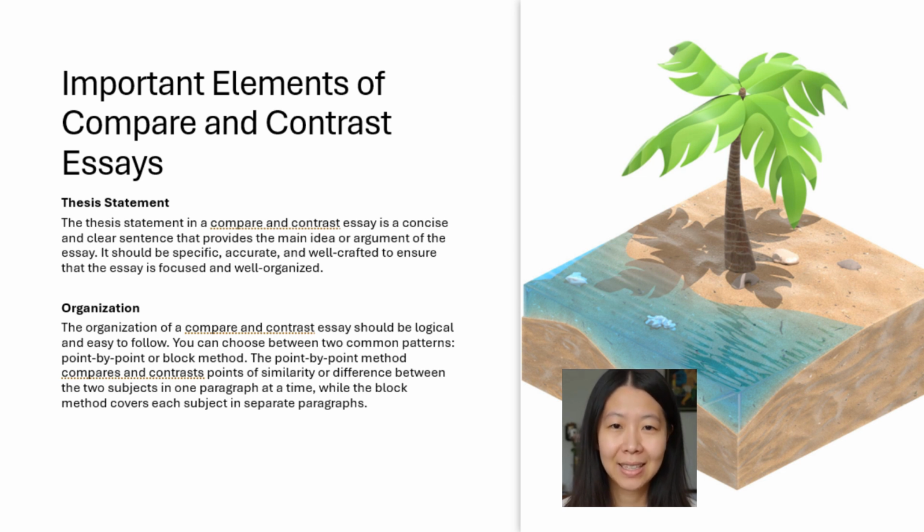Compare and contrast essays typically follow one of two common patterns. Point by point: this method compares and contrasts specific points of similarity or difference within one paragraph at a time. For example, one paragraph might discuss how both traditional and online education handle scheduling. Block method: this method addresses each subject in separate paragraphs. For instance, one paragraph could fully discuss traditional education, and the next could explore online education, with a comparison drawn in the conclusion. Whichever method you choose, your organization should make it easy for readers to follow your argument and understand the connections between the two subjects.